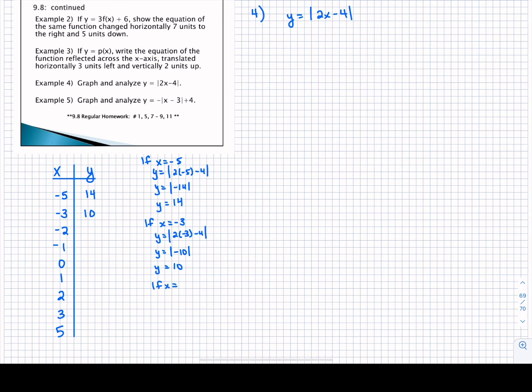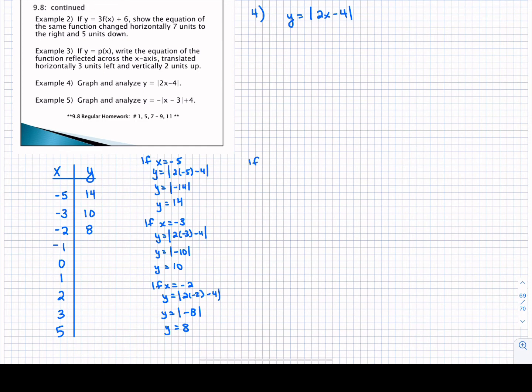If x were to be equivalent to negative 2 now, if we keep working down the table, we get y equals the absolute value of 2 times negative 2 minus 4. So this gives us 2 times negative 2, or negative 4, minus 4 more, or negative 8. And the absolute value of negative 8, of course, is positive 8. So you can fill that in as well. This is all just scrap work that I'm showing on the side here.